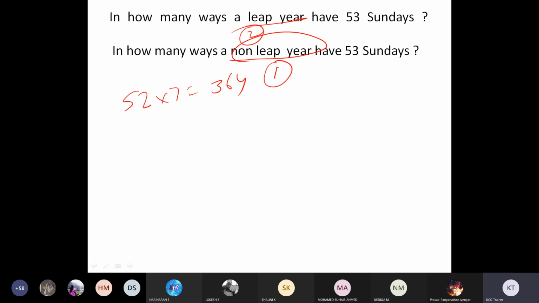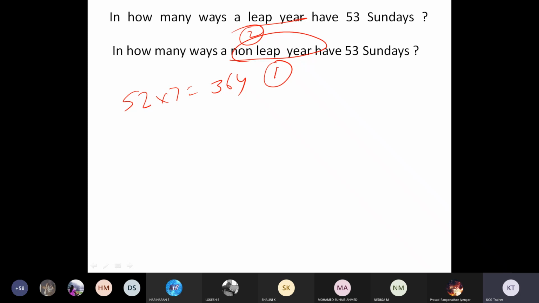In every non-leap year, we have 1 day extra because we have 365 days, and 364 days is equivalent to 52 completed weeks. Similarly, in every leap year, we have 366 days. That means we have 2 days extra other than the completed weeks.